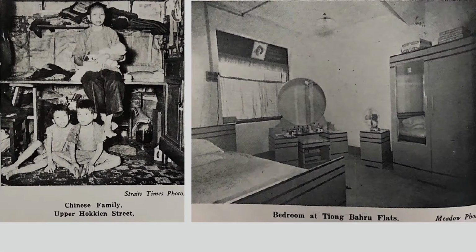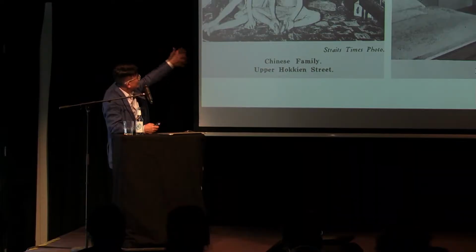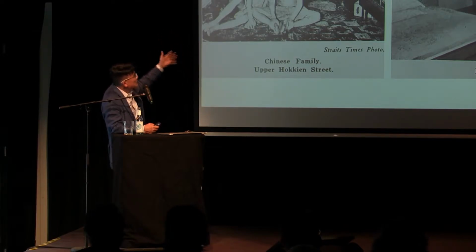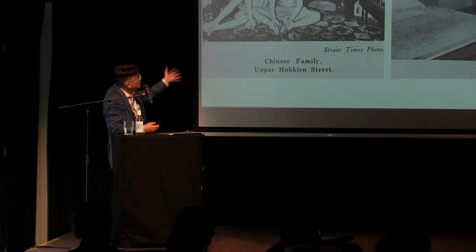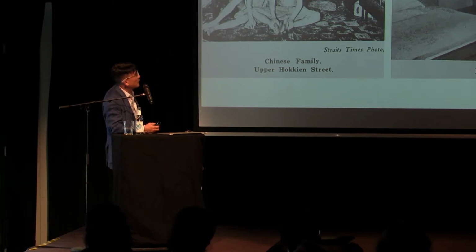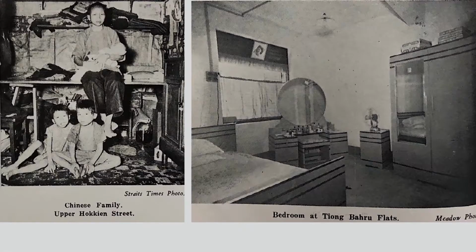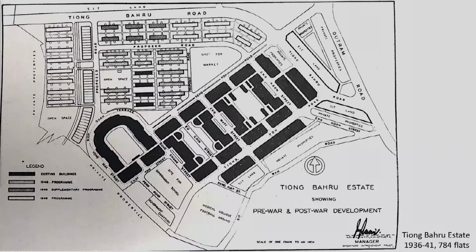So the lifestyle of the people, in contrast to what the Chinese were living in, say, Upper Hokkien Street, with many members of the family squatting or living in very small flats or small units, versus the bedroom in Tiong Bahru. But in those days, Tiong Bahru was actually the main center. Now, this is shown by Johannes.